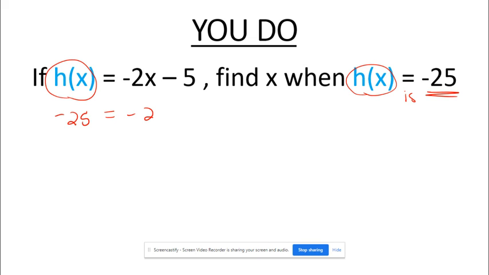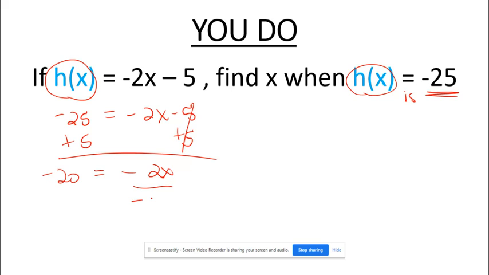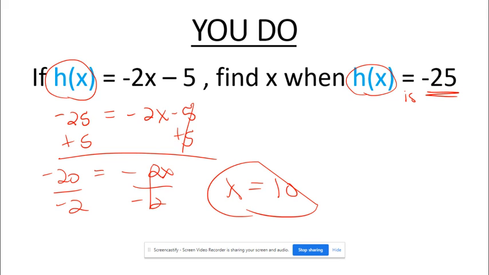So if h of x is negative 25, I can replace h of x with negative 25. So now I have negative 25 equals negative 2x minus 5. I apologize, my pen has gone out. There we go. All right, so then I would just work it out. So I would add 5 on both sides. Negative 2x equals negative 25 plus 5, which is negative 20. Divide by negative 2. So x equals a positive 10.